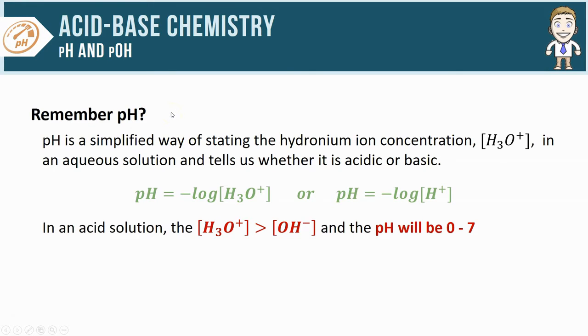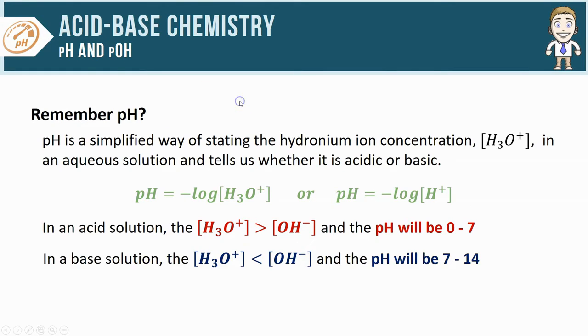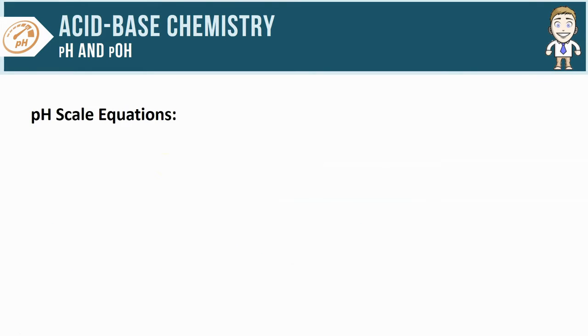If the solution is acidic, that means the H3O plus is greater than the hydroxide concentration, and we're going to land somewhere between 0 and 7. If it's a base, then the H3O plus concentration is less than the hydroxide, and we're going to land somewhere between 7 and 14. So now let's take a look at some other pH scale equations.